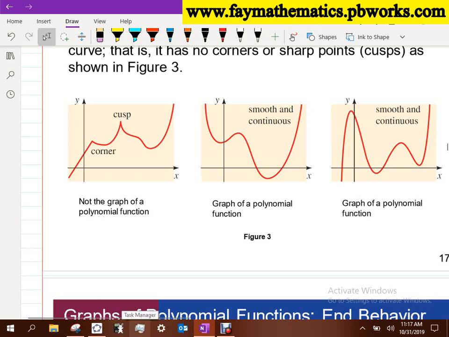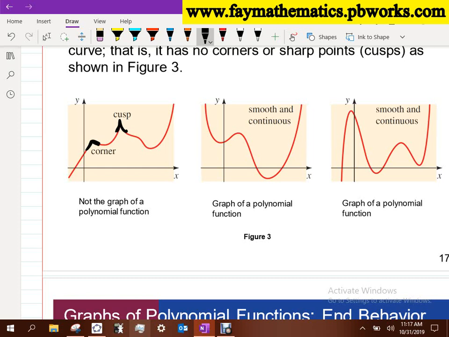It will never produce something like this. Okay? We've got some weird things going on algebraically when we get something like that. We call that a corner. This here is called a cusp. Okay? When you have those things, those are graphical indications that the rule they came from, the f of x they came from, was not polynomial.